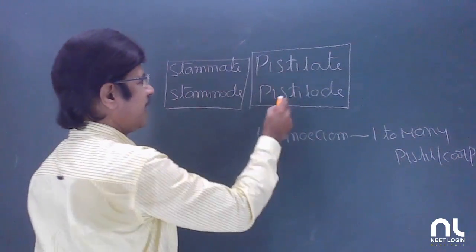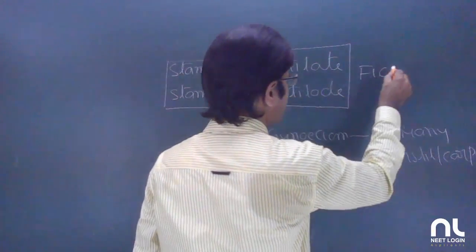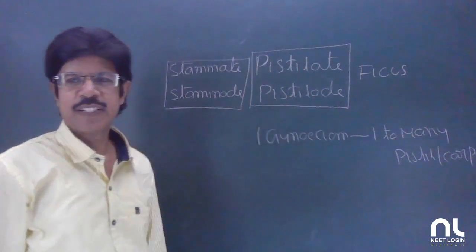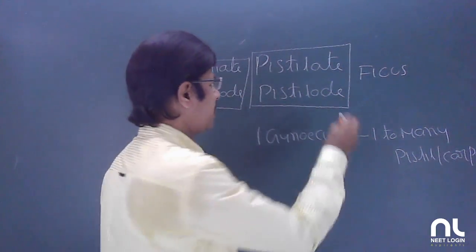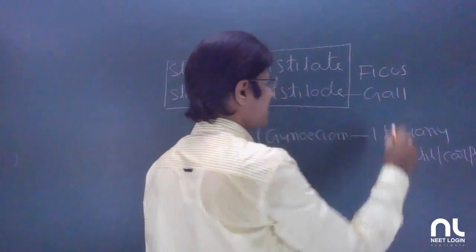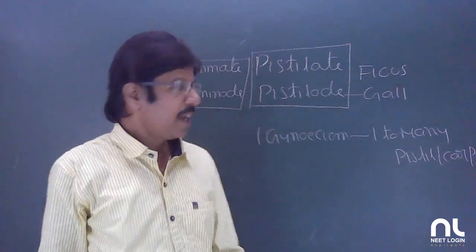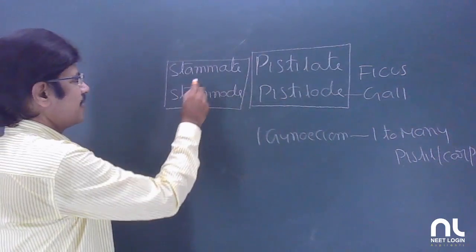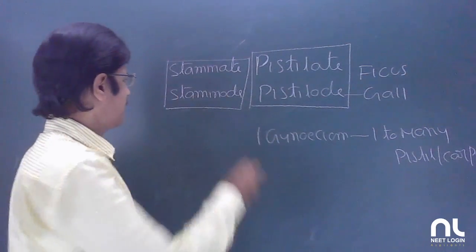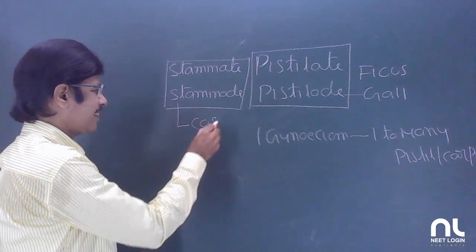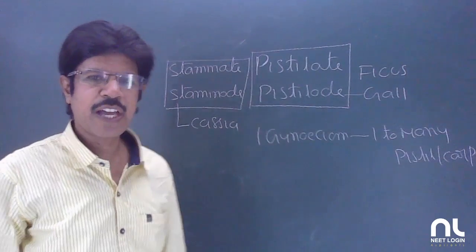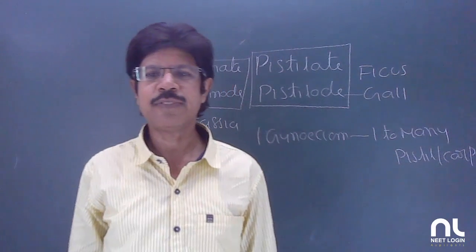Both pistillate and pistillode flowers are present in Ficus. Pistillode flowers are also called gall flowers. Staminate is fertile, while staminode is sterile, as in varieties of Cassia. So Cassia has staminate as well as staminode.